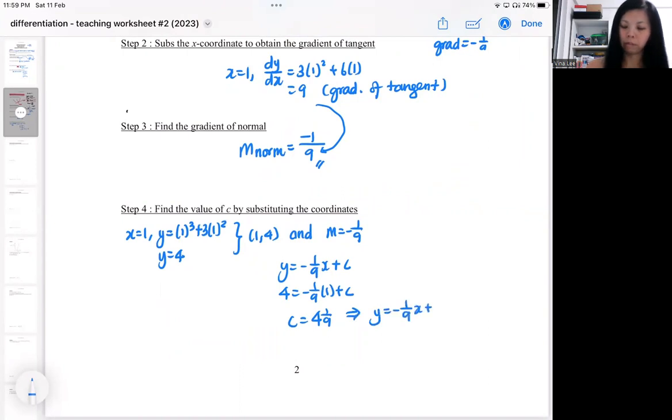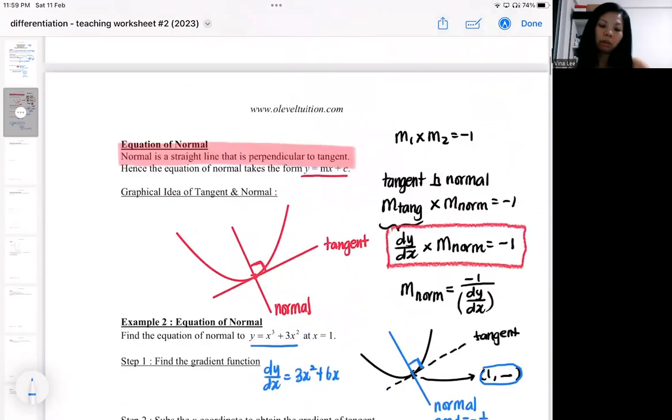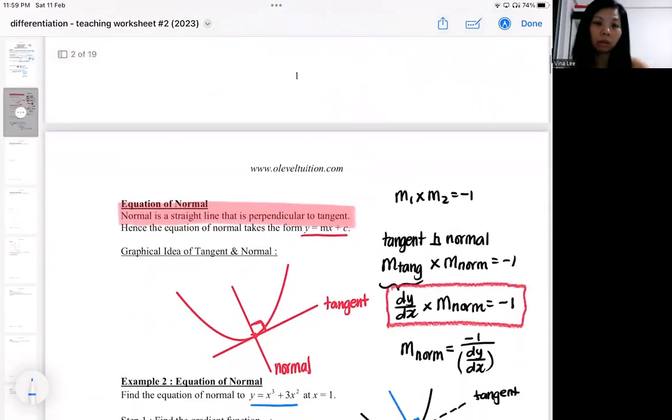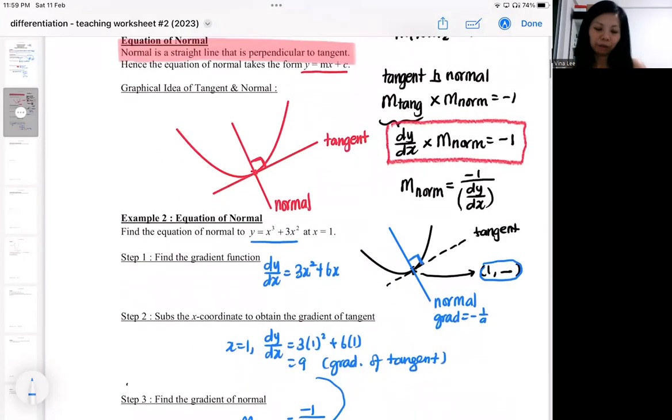So that's it. That is the generic idea. So these two are just showing you how to find the equation of tangent and how to find the equation of normal. So if you follow strictly to the steps, it's actually not very difficult.